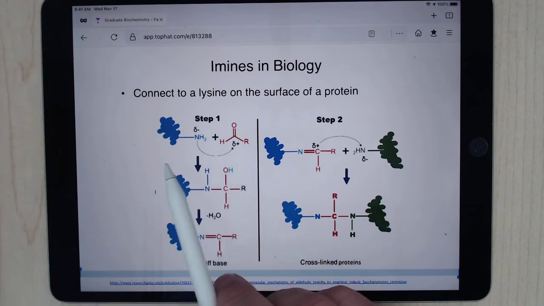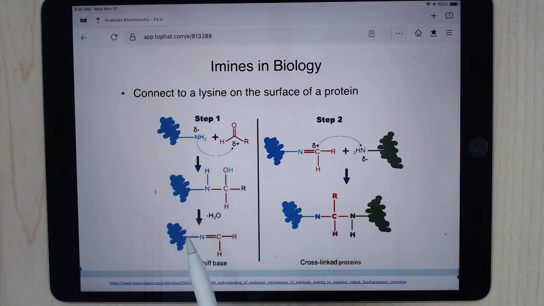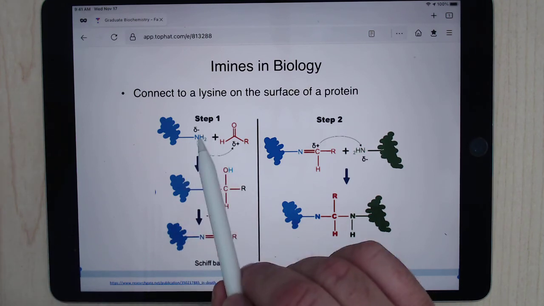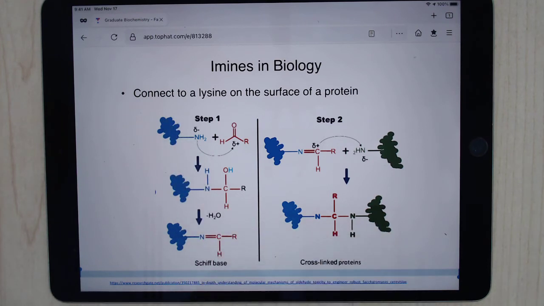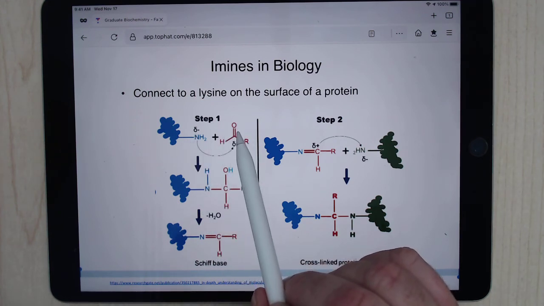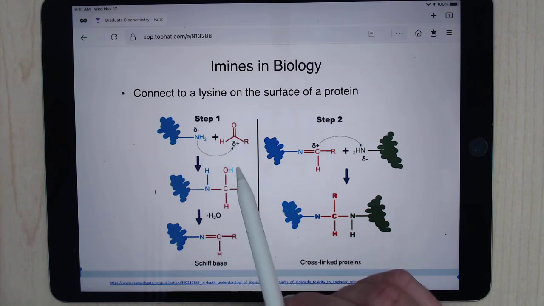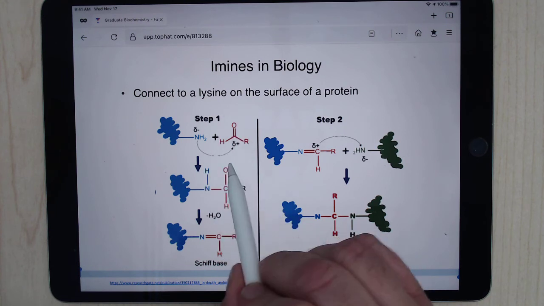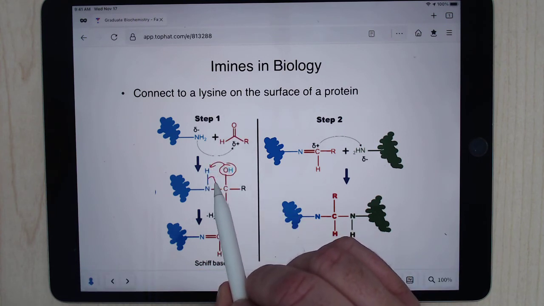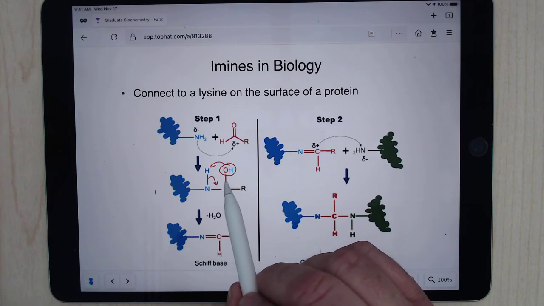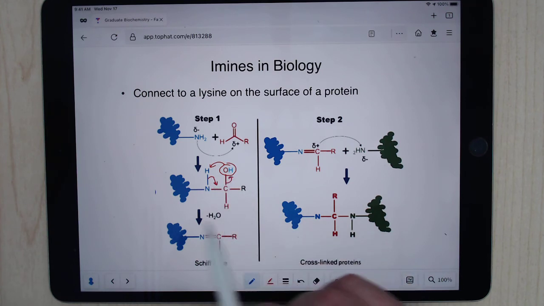Now you can see this is a very, very common reaction in biology. Say you've got a protein with a primary amine on a lysine amino acid. If you react this with an aldehyde, you're going to get that displacement. This OH is going to grab that hydrogen, and that's going to collapse down, and you're going to get the loss of water.